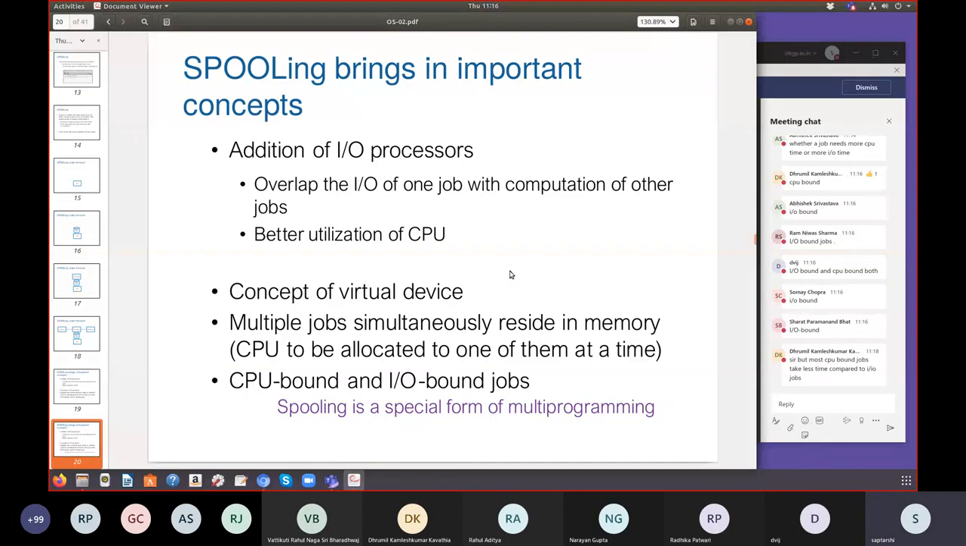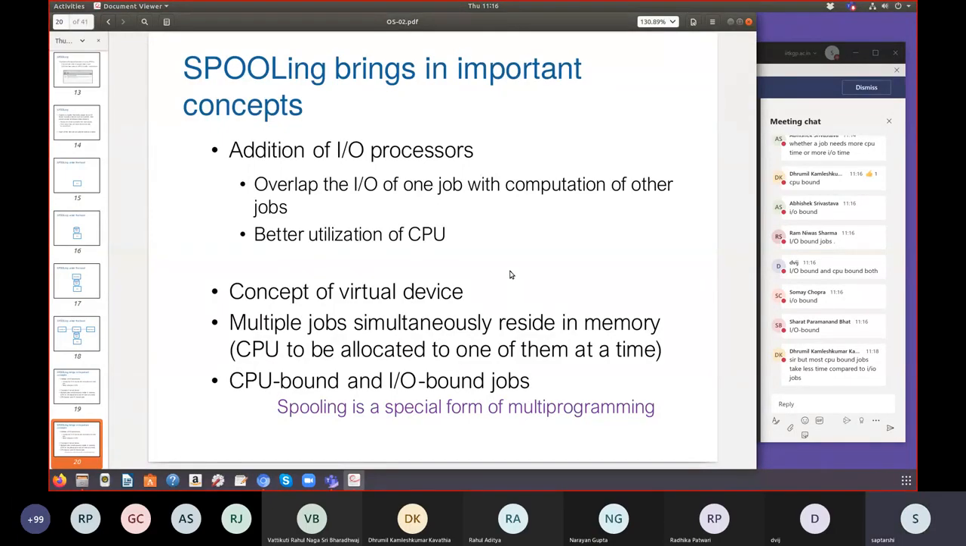So it's true that CPU bound jobs may take less time in total. They will take more CPU time, but if you think of total time, then yes, CPU bound jobs are likely to take less total time compared to I/O bound jobs. But it is not a practical scenario to have all CPU bound jobs.